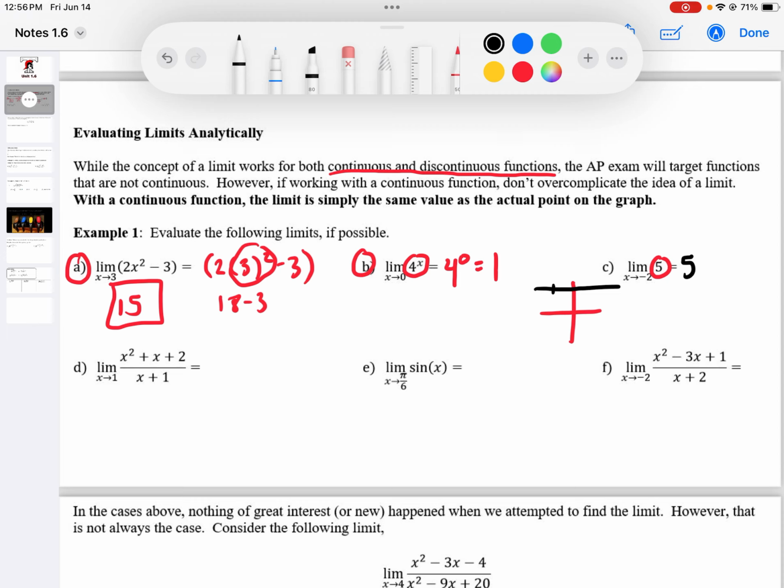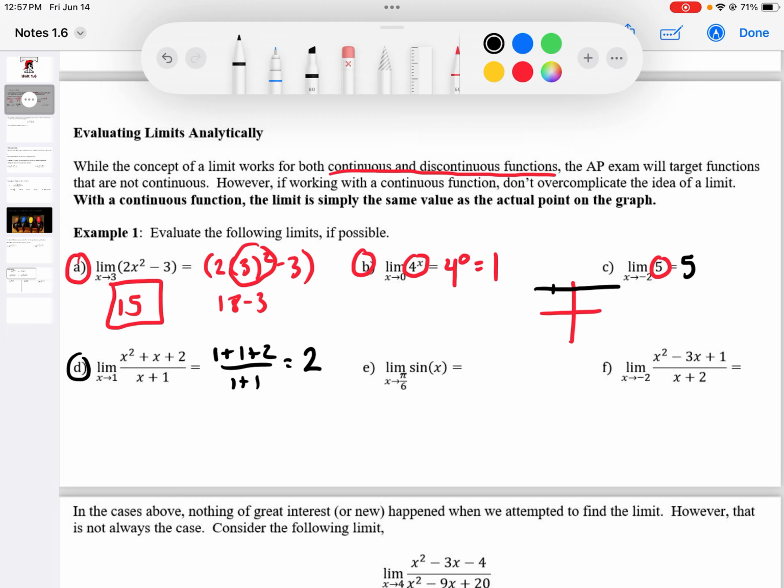All right, let's do a little bit more complicated one. Let's plug in 1. That's the limit as x approaches 1. So it'd be 1 squared, which is 1, plus 1, plus 2, over 1 plus 1. So that'd be 4 over 2, which is just 2. So that would be the limit there. Again, nothing happened. There's no restriction. No indeterminate form. We'll talk about that soon.